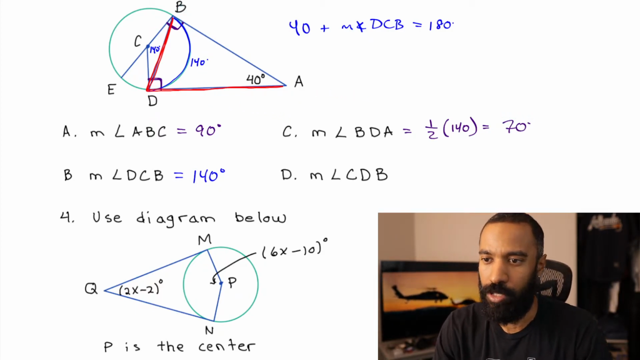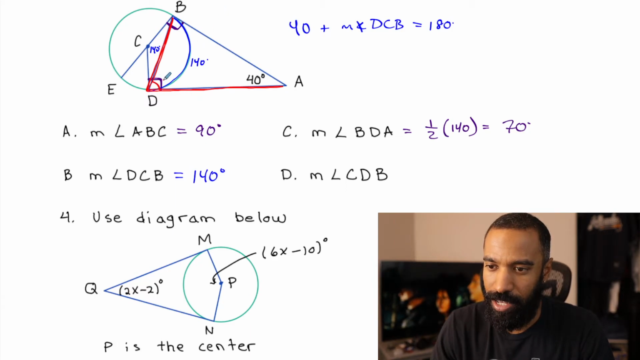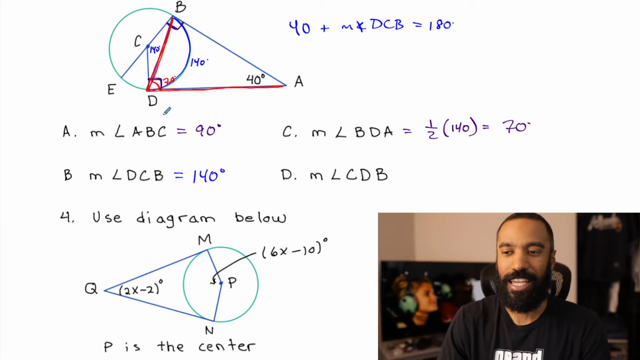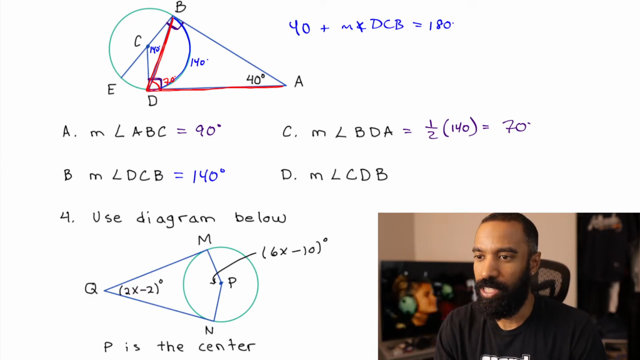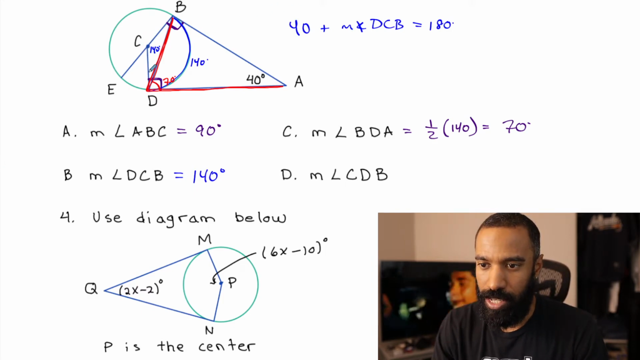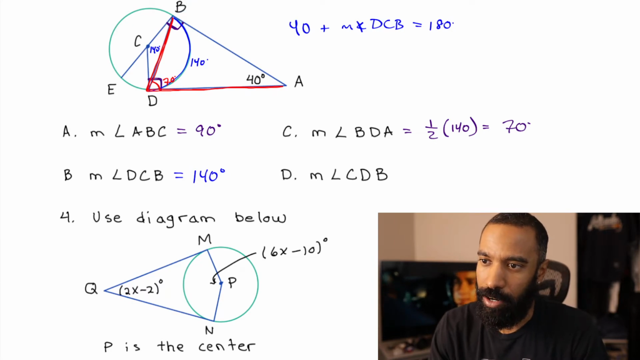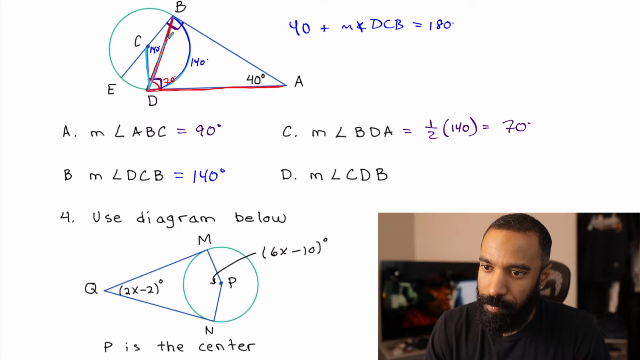And I don't really know if it's worth drawing that all in. I guess I'll try to. There's a 70. It gets pretty confusing. There's a lot of stuff here. Lastly, measure of angle CDB. Where is that? CDB. Oh, that's inside right here. Okay, let's see. So CDB.